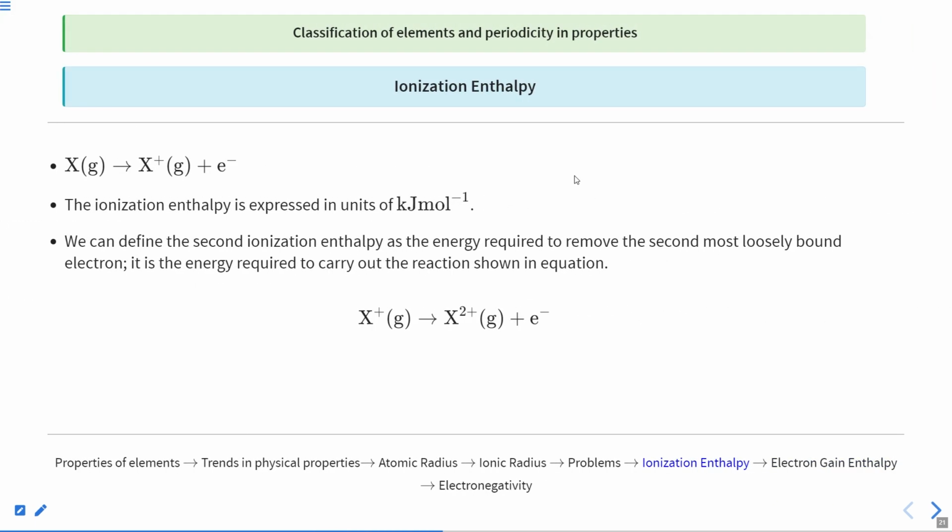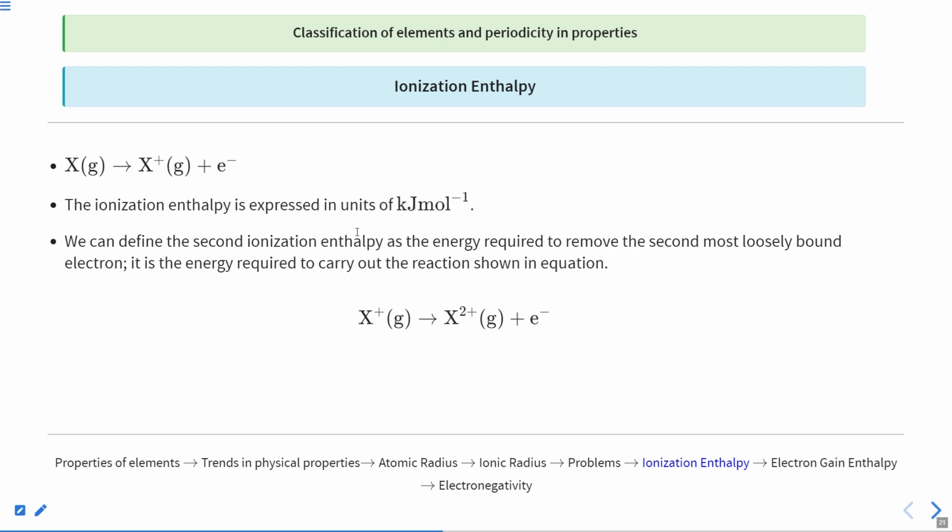Suppose this is our equation to represent that. This is our element, which we have named X, in the gaseous state. We have removed one electron, so it has gained one positive charge and one electron has been released. What is the ionization enthalpy? It is basically the enthalpy change during this reaction, and it is expressed in terms of kilojoule per mole.